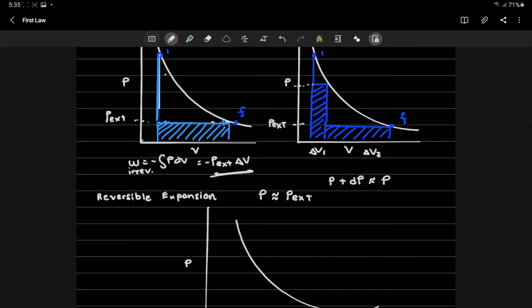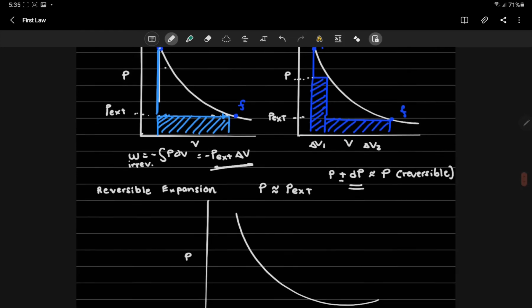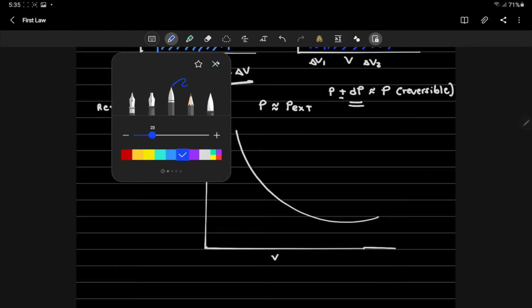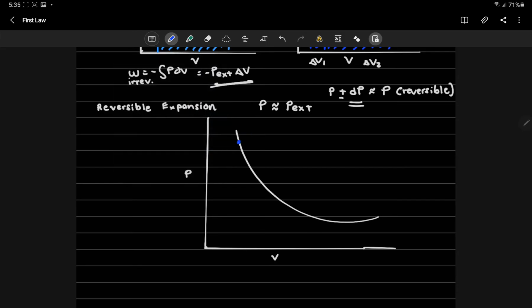Tama ba? Kasi napakaliit lang nung change in pressure na gusto mong gawin. So, ang tawag dito is reversible process. So, let me illustrate this graphically. So, the same thing, ang ating initial state ay, let's say, this point. And yung final state natin ay itong point na to.